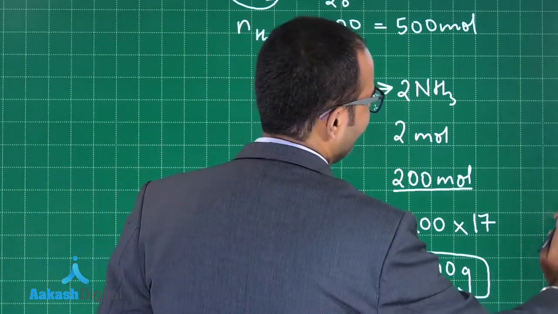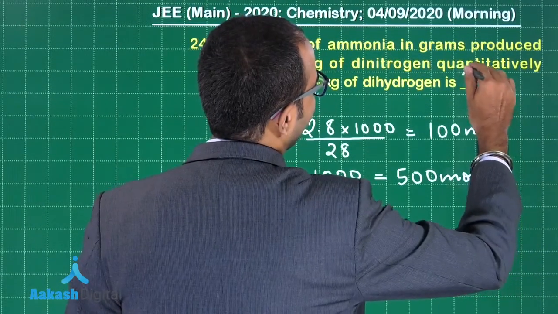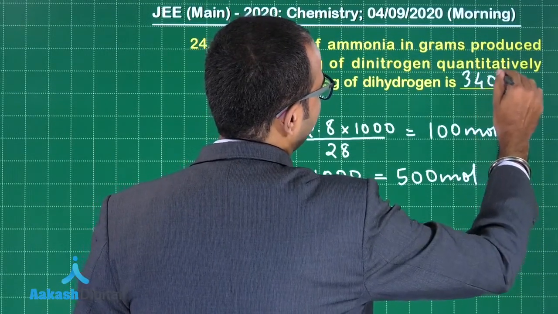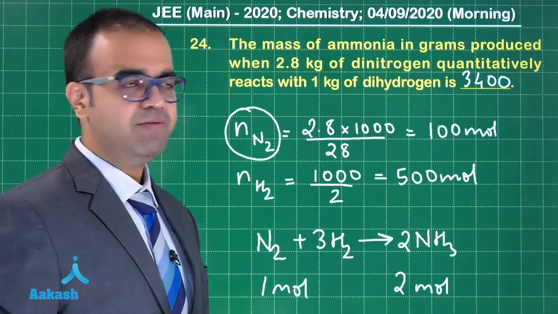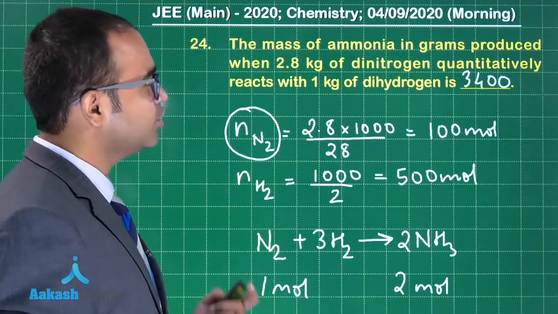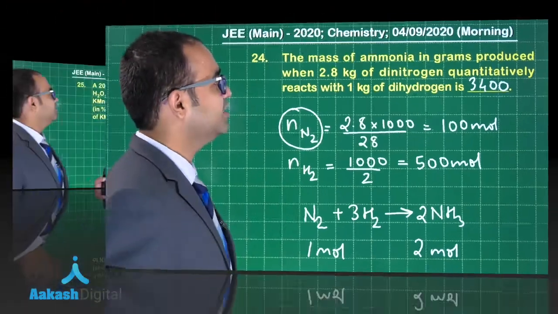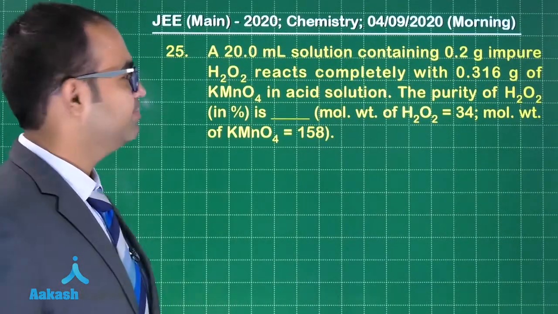Okay. So I hope you have understood this. A very rare thing, that is a question on stoichiometry, but a scoring question, guys. Okay. Let us look at the last question of this shift, that is question number 25.